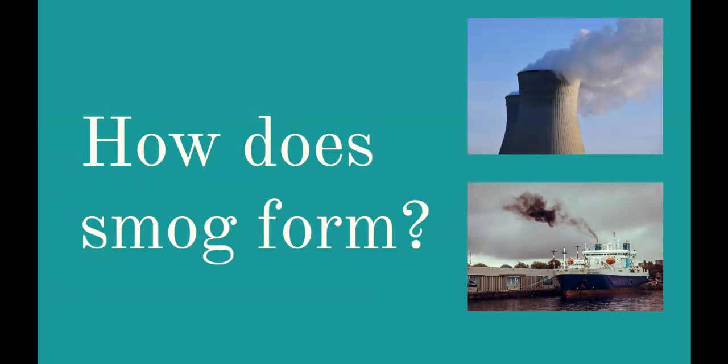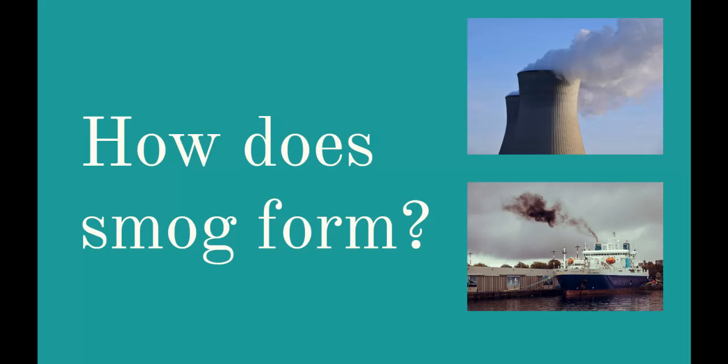So, how does smog form? What is smog? Smog is community-wide polluted air. The term comes from smoke and fog. What pollutes the air to create smog? Great. Cars, planes, factories, building things for humans to use.